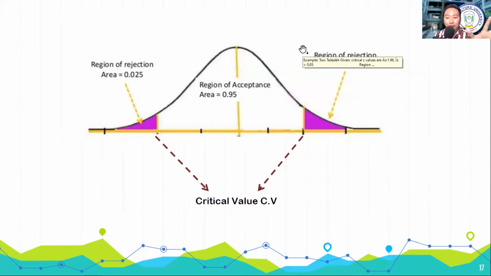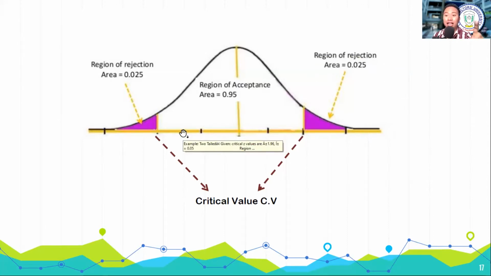So again, I hope you were able to cover the difference between the region of rejection and the region of acceptance. And the critical value, guys, is the value that separates the rejection and the acceptance region.